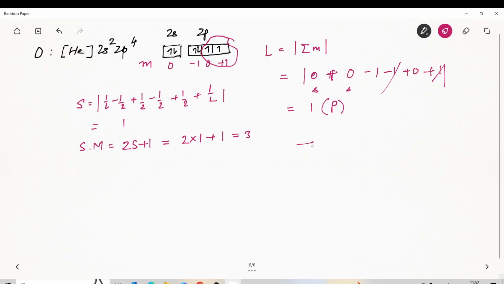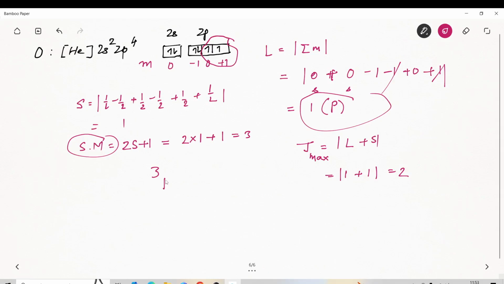So what should be the value of capital J? This will be capital L plus S, because J should correspond to J max, since it is more than half filled. So this equals capital L, which is 1, plus S. So the ground state term should be what? Spin multiplicity is 3, triplet. L is P, and the J value is 2. So this should be the expected ground state term.